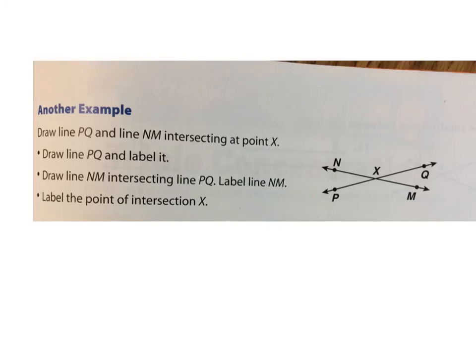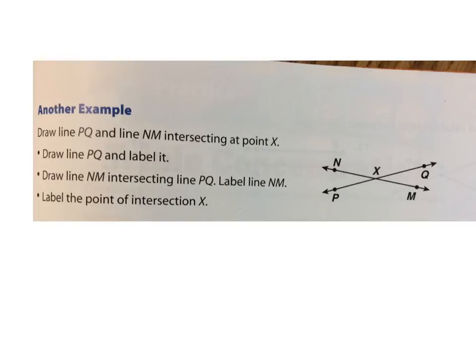What are the different symbols we know to call things? What does this symbol mean? Angle. What is this symbol? Ray. Line. What is this symbol? What is this symbol? Line segment. Very good. Okay, so sometimes it might ask you to draw a line PQ and label it.